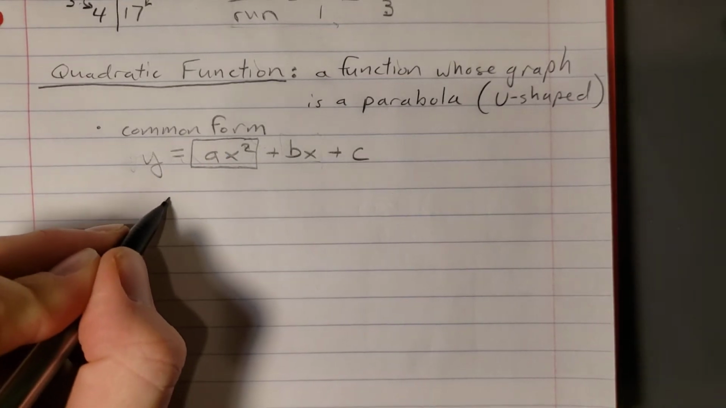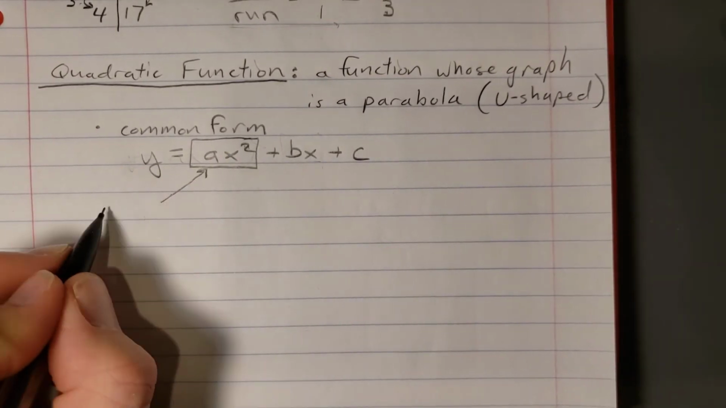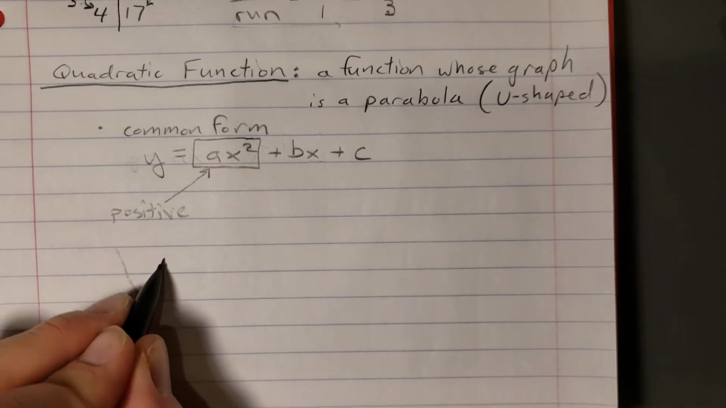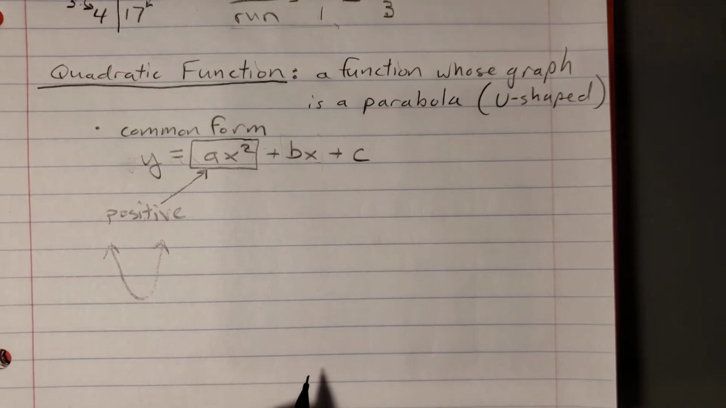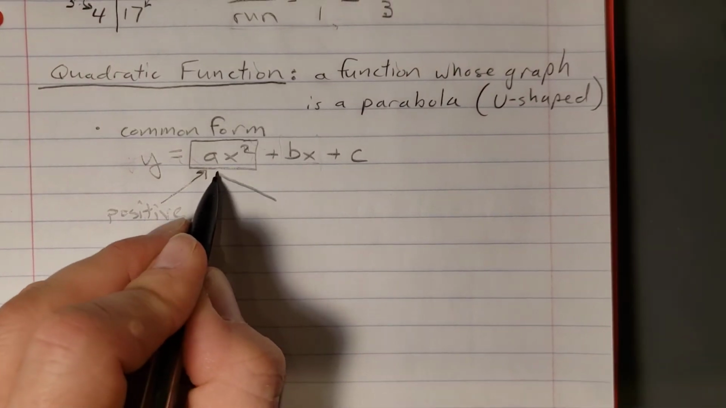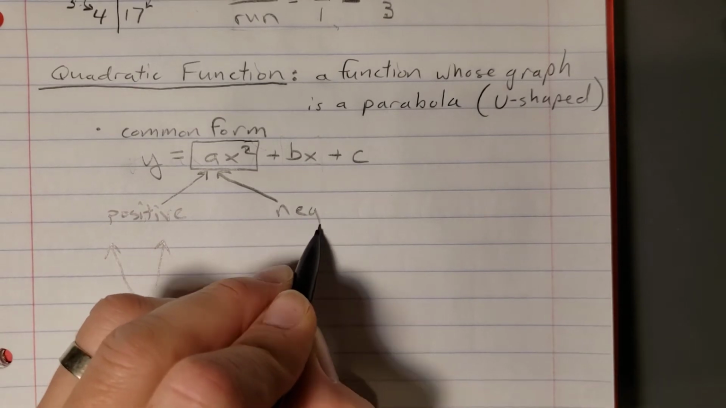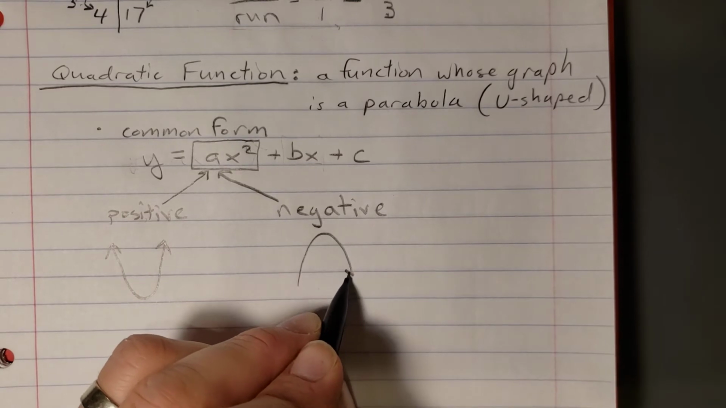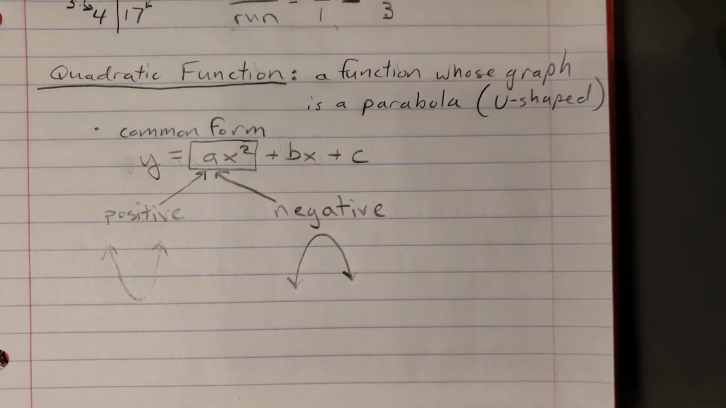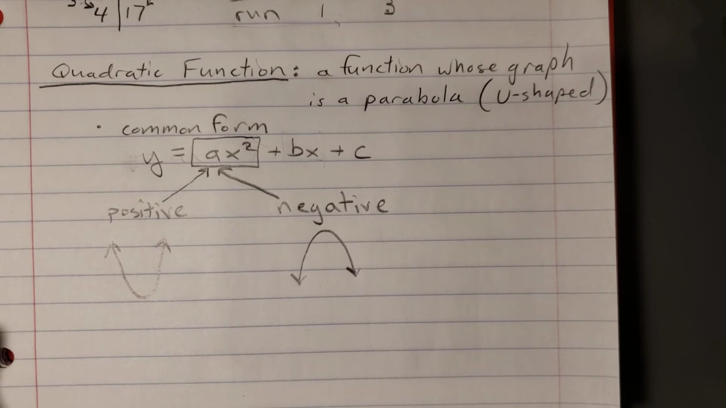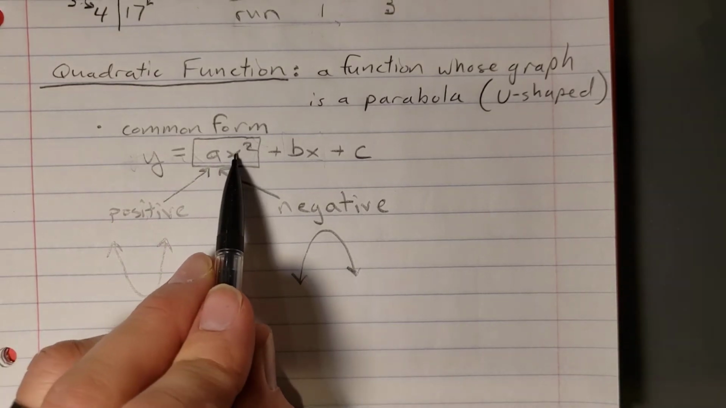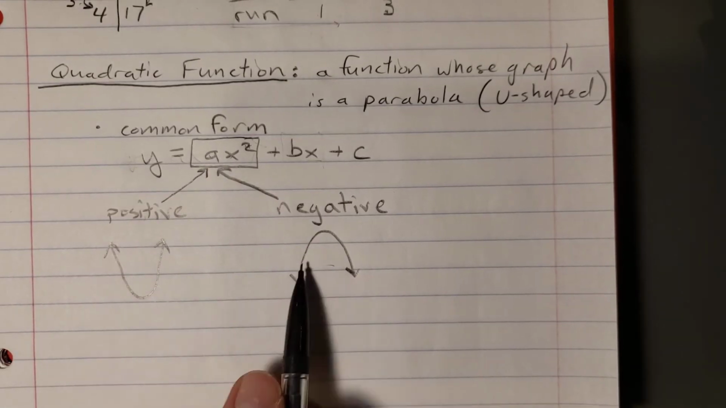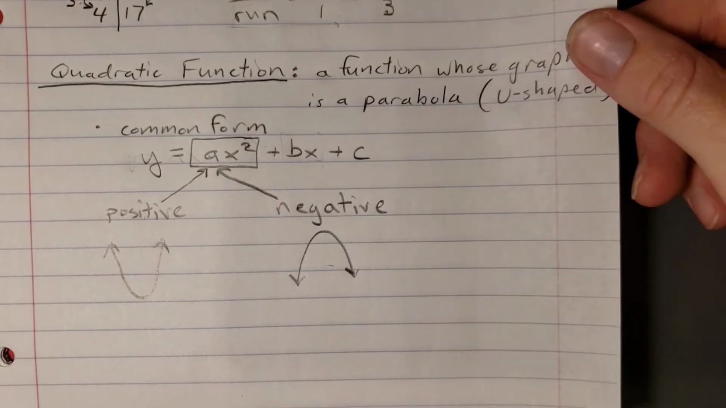Now, that makes this really important. When this number in front, the a, is positive, we know our graph is going to open upward. When that number there is negative, we know that the parabola is going to open downward. It's going to be kind of an upside down U shape. That coefficient of the squared term being positive or negative tells us which way our parabola is going to be facing.